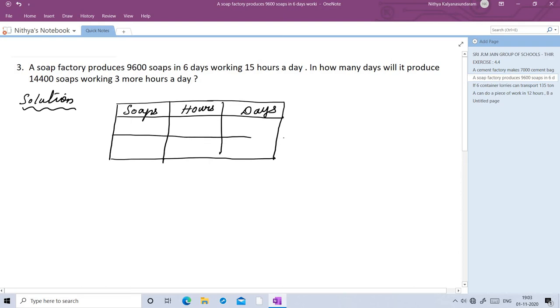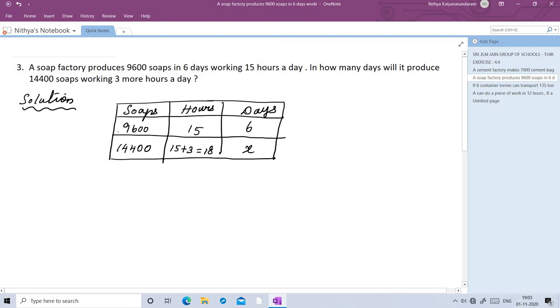So a factory produces 9,600 soaps in 15 hours, 6 days. Then we need to find out in how many days it will produce 14,400 soaps working 3 more hours a day. So already we have 15 hours. 3 more means we should add 3 to that. So 15 plus 3 is equal to 18. The number of days we want to find out, you can consider as x.